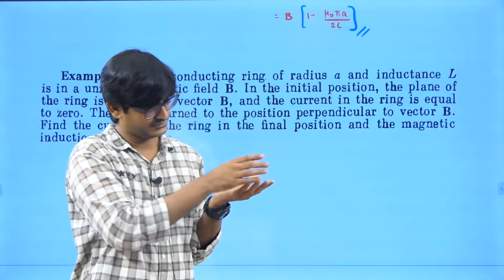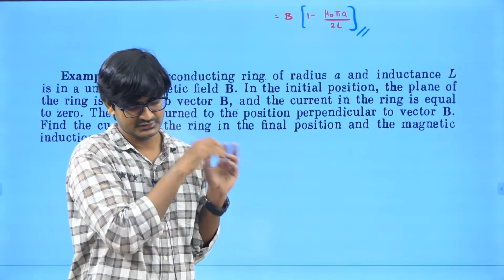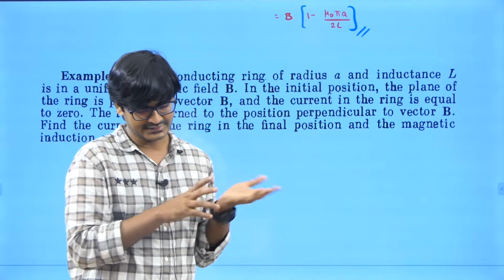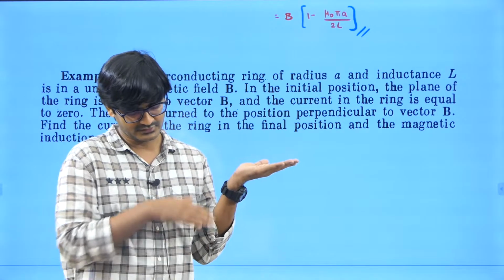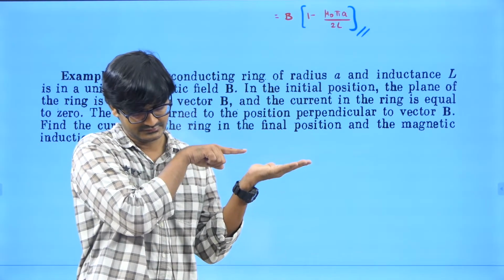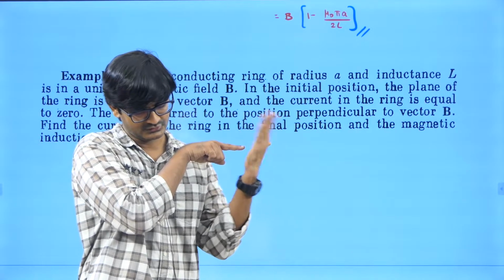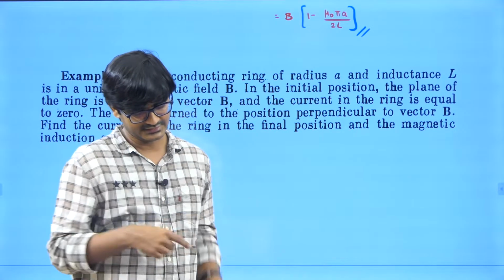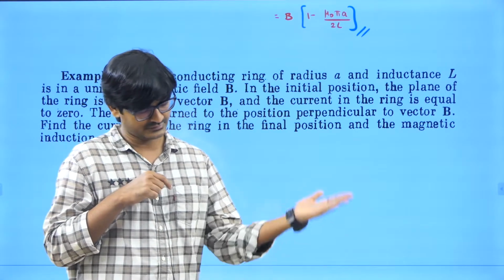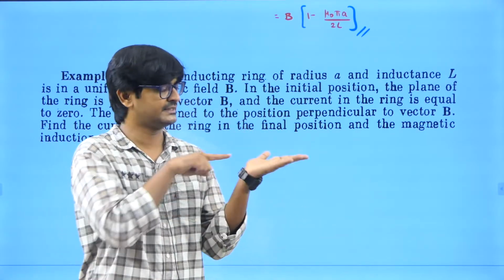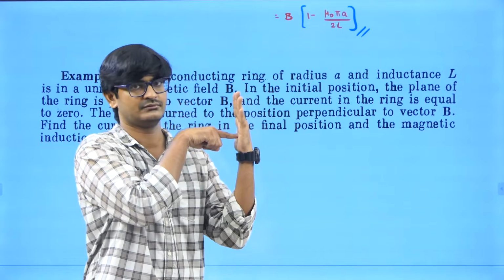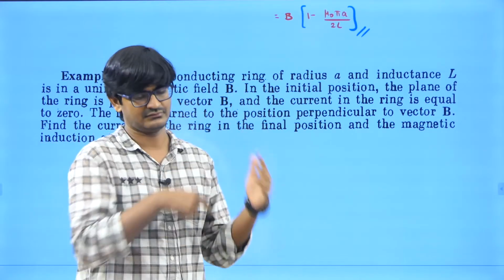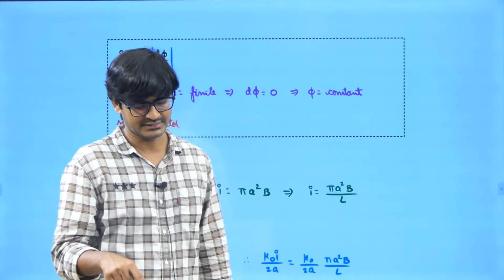Yes, because there is no current also, so the total flux is 0. The ring is turned to a position perpendicular to vector B. Vector B is this way. Find the current in the ring in the final position. Initial flux is 0. Finally, because of the magnetic field there is flux, right? So let us see how superconducting material will behave.